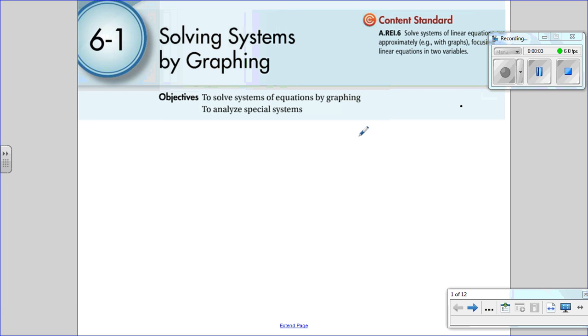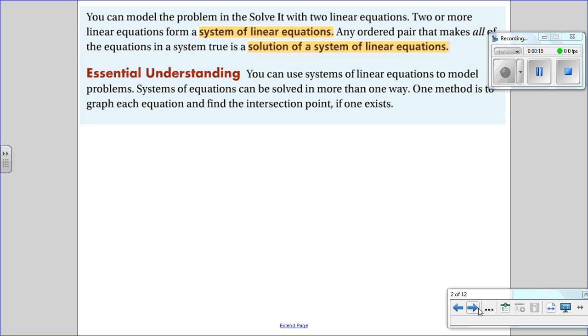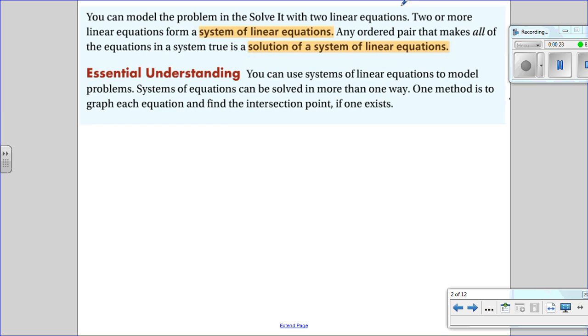This is chapter 6, section 1. This is called solving systems by graphing. So our objectives are to solve systems of equations by graphing, and then to analyze those special systems, basically special situations.